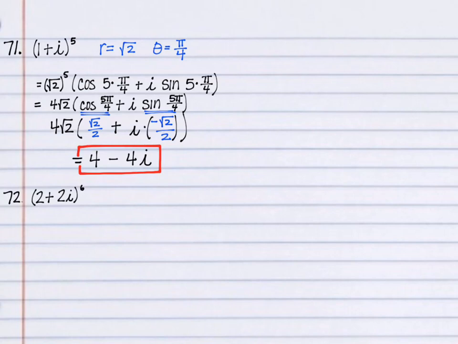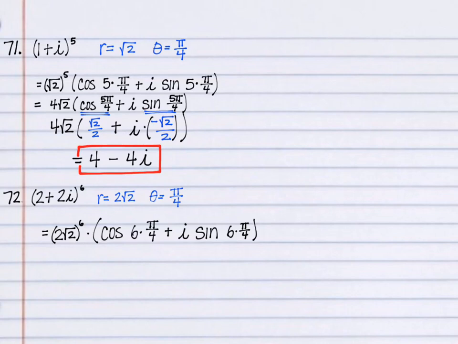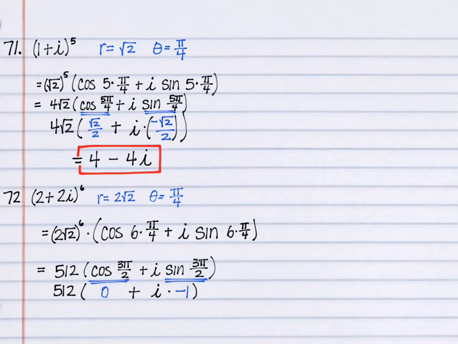We have 2 plus 2i with a modulus of 2 root 2 and an angle of pi over 4. Raise the modulus to the power of 6 and multiply the angle times 6. We're going to simplify and distribute, and we get negative 512i.